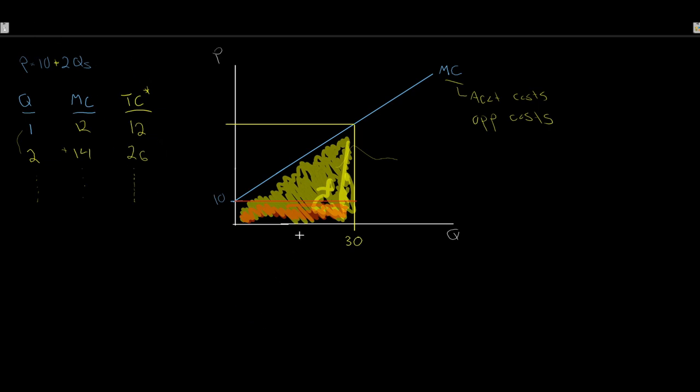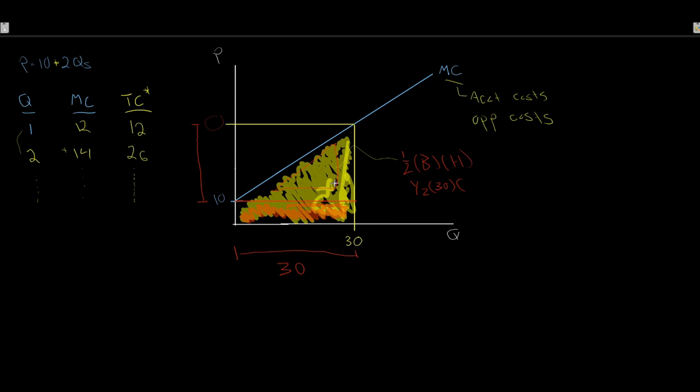So, okay, let's work through that. First thing, let's work out this triangle. For that triangle, what we need is the area of a triangle: 1/2 base times height. What's our base? Base of this triangle is 30. So we'd have 1/2 times 30. What's the height of my triangle? We need to figure out this value, my marginal cost for this 30th unit produced.